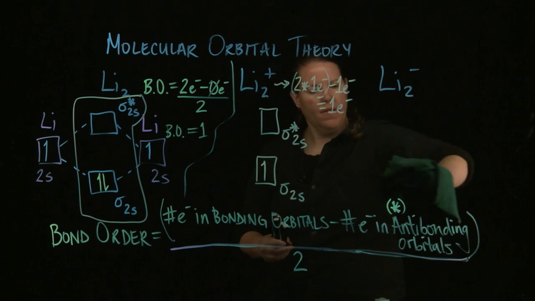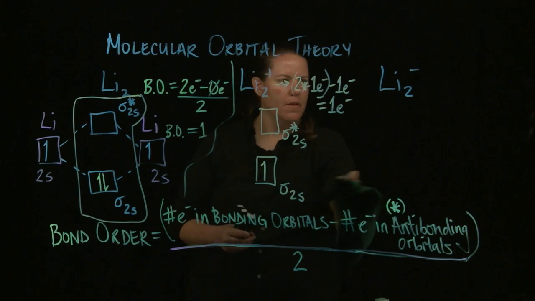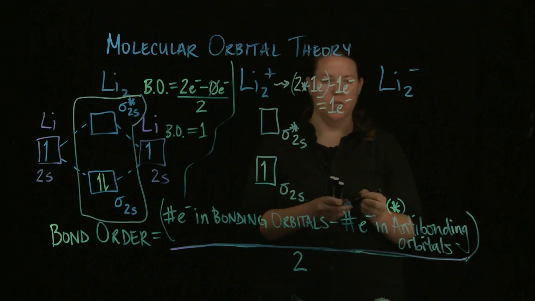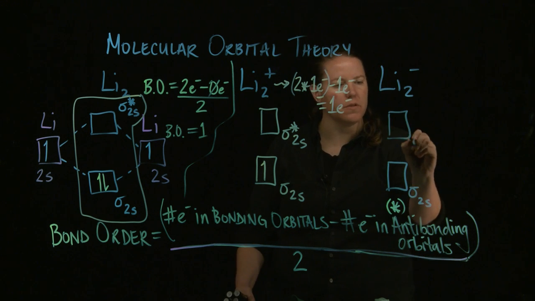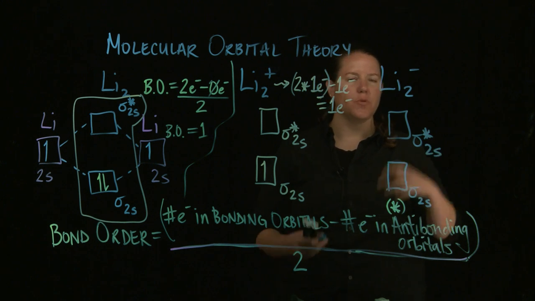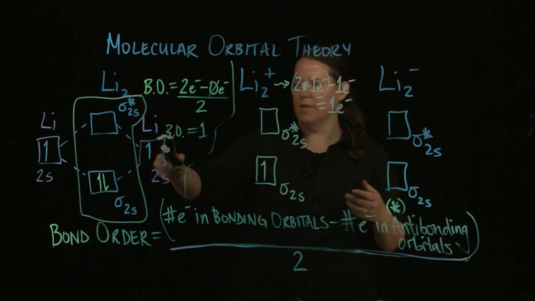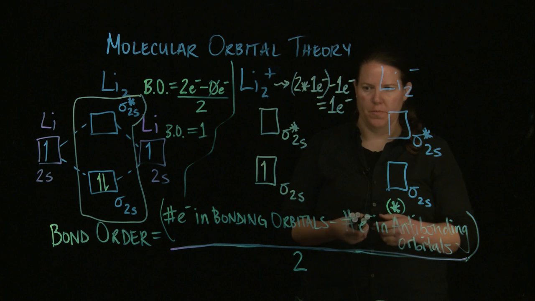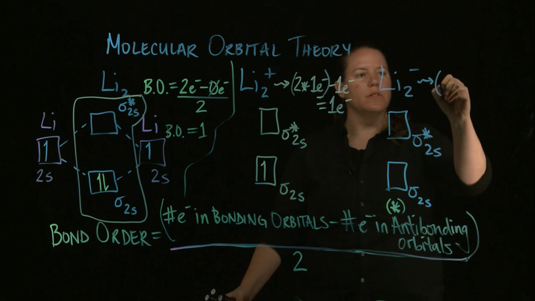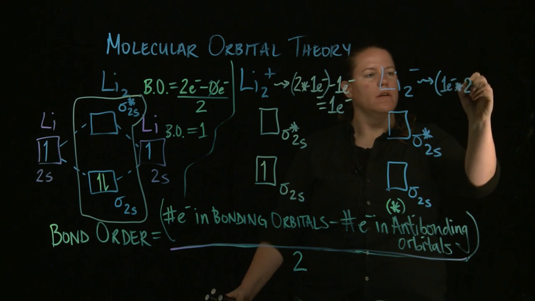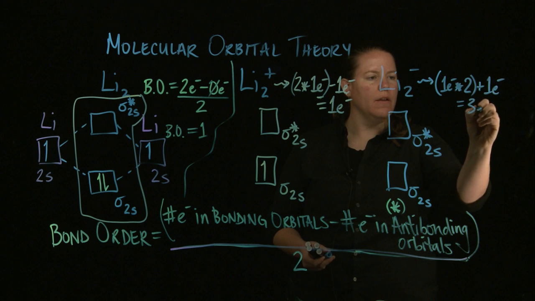All right, let's do Li2 minus as well. All right, let's just do the middles again. The middles, by the way, are molecular orbitals. That's what we're talking about. I'm not really showing the idea of the atomic orbitals here. So this part I've eliminated and only focused on the molecular orbital piece. Here I have two valence electrons, right? One electron from each Li. There's two Li's. Plus I get an extra electron from that minus charge, which means I have three valence electrons.